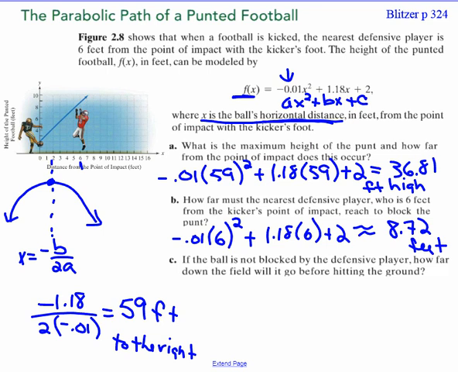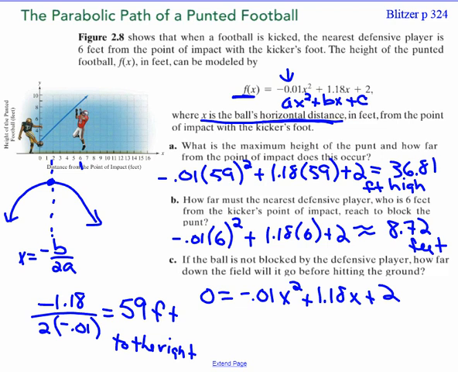So again, you have to think about, what are they asking me to find? Are they asking me to find the x or the y? The thing that I know here is hitting the ground. I know hitting the ground is a height of 0. So I'm really solving this equation of negative 0.01 x squared plus 1.18x plus 2 equaling 0.